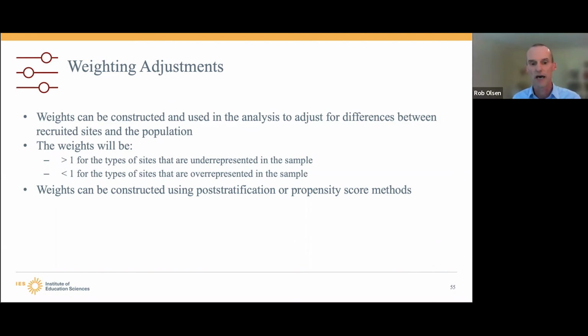The guide describes how to construct weights using 2 methods. The first is post-stratification, which typically relies on the original sampling strata to create weighting adjustments, or propensity score methods. And these methods are both used historically to address non-response in surveys, which is a natural parallel to the problem faced here.